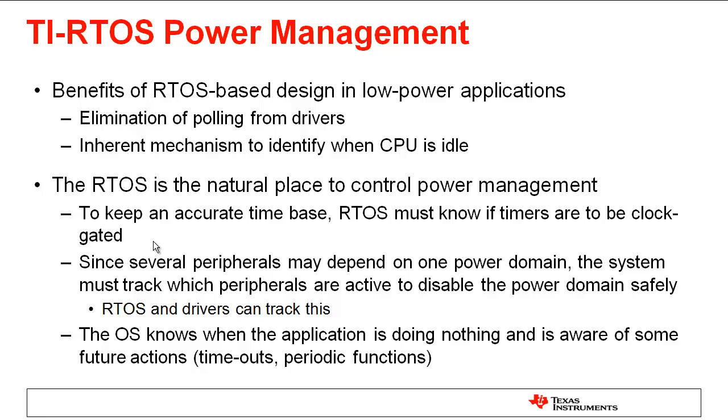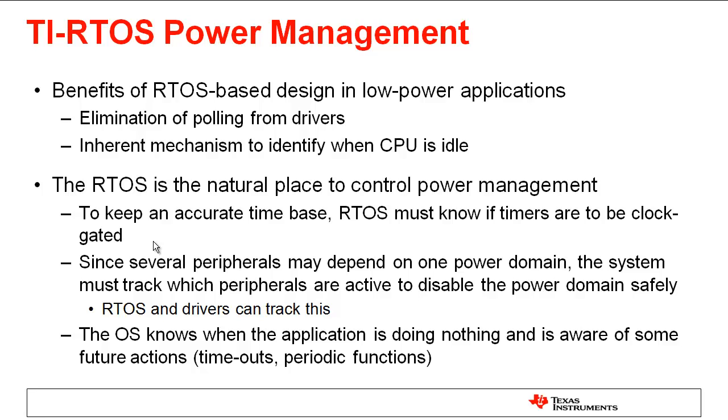So the RTOS will know inherently when the SPI peripheral is in use and when the UART peripheral is in use, and once they're not in use, it can say, "Oh, I can go and power down the serial power domain." So having a common place to track which peripherals are active and which power domains can be powered down is very, very useful. And then finally, of course, as we pointed out earlier, the OS knows when nothing is happening because you're in the idle function.